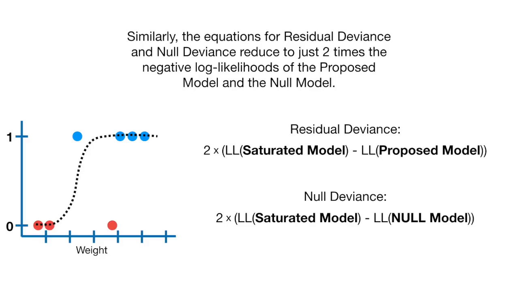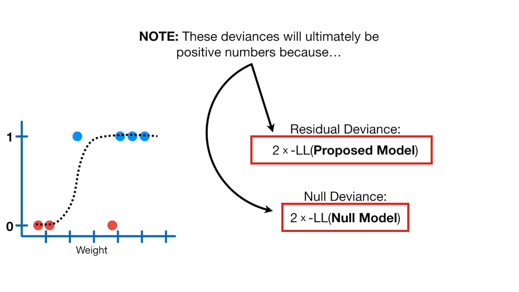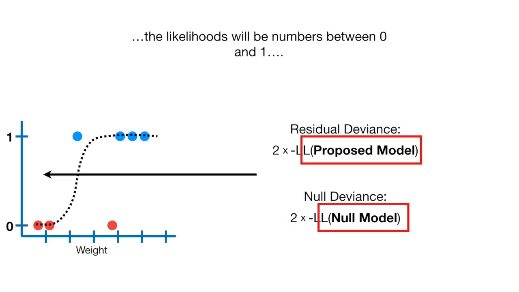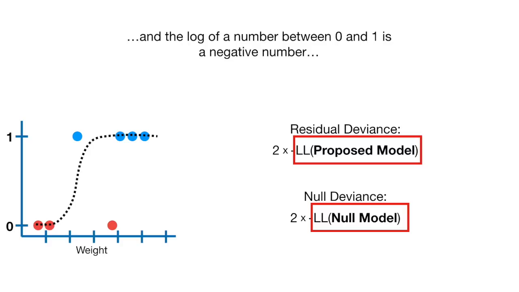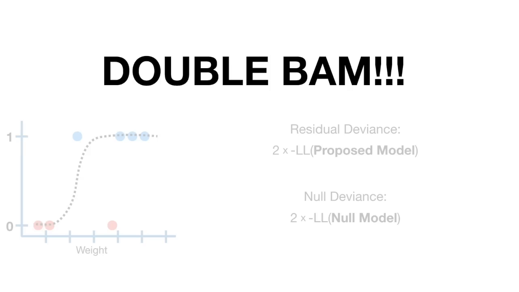Similarly, the equations for residual deviance and null deviance reduce to just 2 times the negative log likelihoods of the proposed model and the null model. Note, these deviances will ultimately be positive numbers because the likelihoods will be numbers between 0 and 1, and the log of a number between 0 and 1 is a negative number. And multiplying a negative number by -1 results in a positive number. Double bam!